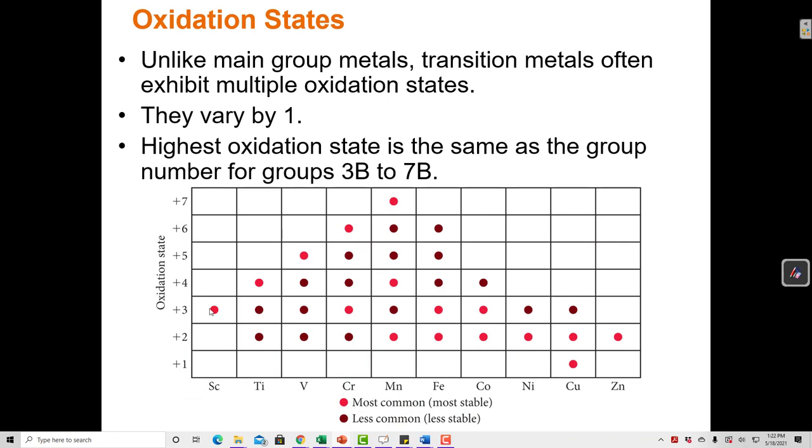Scandium only has the one. Titanium, although its most stable oxidation state is plus four, like we saw, they kind of are following this pattern. You can see the most stable is plus three in scandium, the most stable is plus four in titanium, plus five in vanadium, plus six in chromium, plus seven in manganese. So they kind of are fitting this pattern. But they also have many other oxidation states that are available.